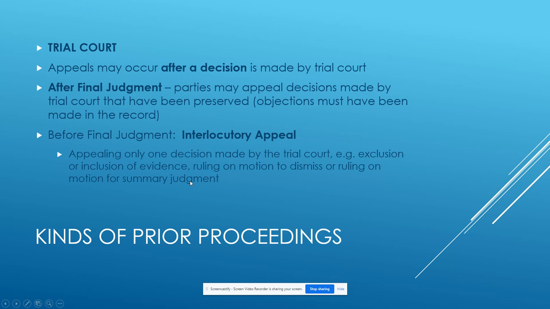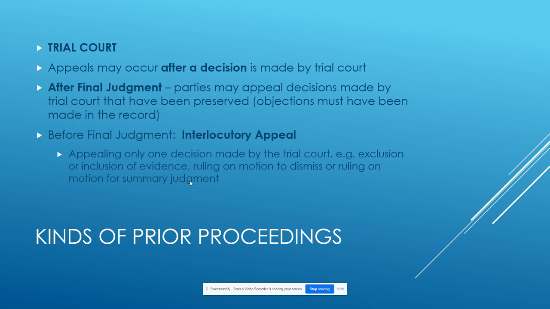An appeal can only be made after a decision is made by the trial court. They've entered an order. Usually it's after the final judgment, right? The jury comes back with their decision, and then the court puts out a final judgment, and then it goes to appeal. After the final judgment, the parties can look back throughout the case for issues that have been preserved, right? They objected verbally, or they wrote a motion or something like that. So it has been preserved.